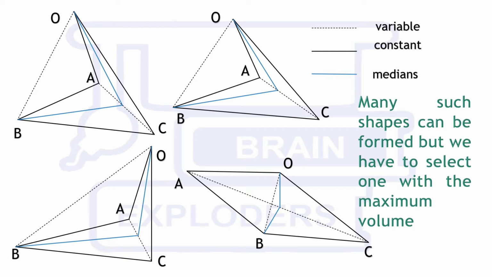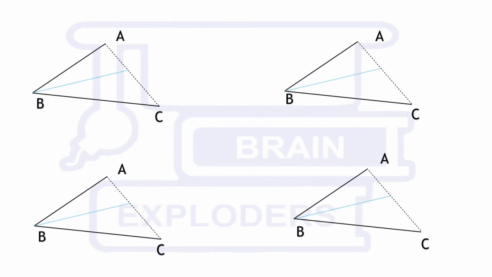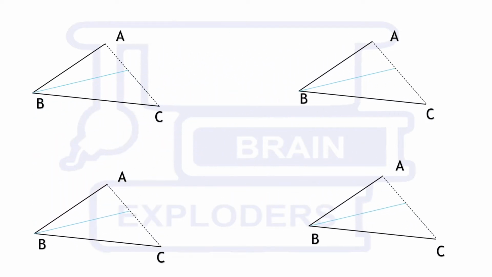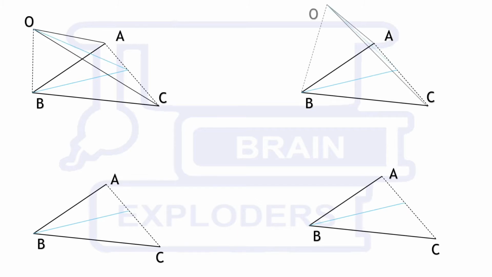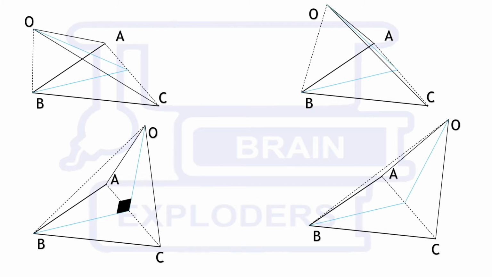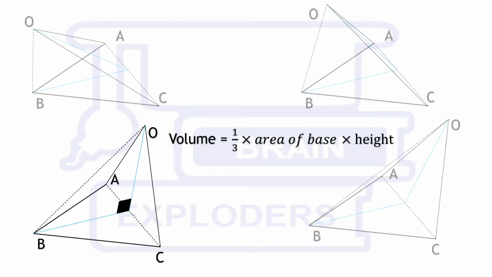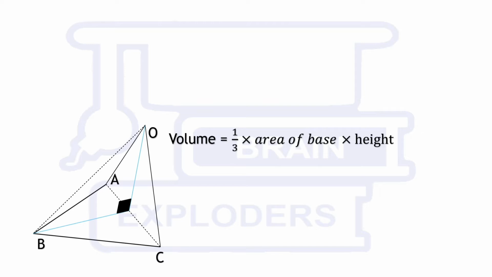Now suppose we have many tetrahedrons with identical bases but different heights, and we have to select the one with the maximum volume. Now we know that volume depends on the area of the base and its height, and the area of the base is equal in all of these shapes, hence the height must be maximum here, and for maximum height these both medians must be perpendicular to each other, hence this shape here has the maximum volume.